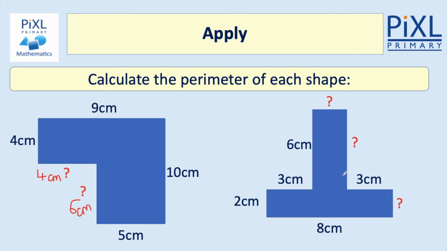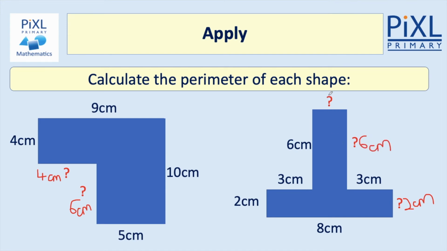Let's look at this shape on the right hand side now. So this one at the bottom here we can do nice and easily because it's the same length as this one on the left, which is 2 centimetres. Again, with this one here, we know that the corresponding side is 6 centimetres, so this side must be 6 centimetres.